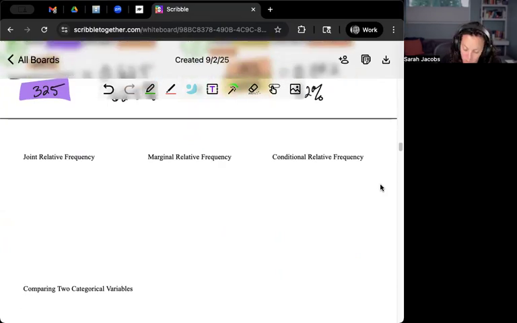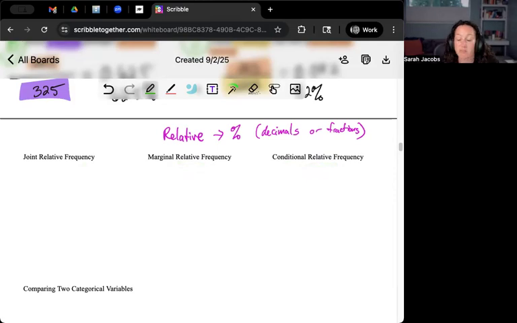So let's think about three different types of frequencies. First one we've got is joint relative frequency. And notice all of these actually have the word relative in them, so let's define that real quick again. So relative means we're relating parts to a whole. So that's going to be largely as a percent. Could be decimals that represent a percent, right? A part of a whole. So relative is always comparison. If it's not relative, it's just the straight up numbers.